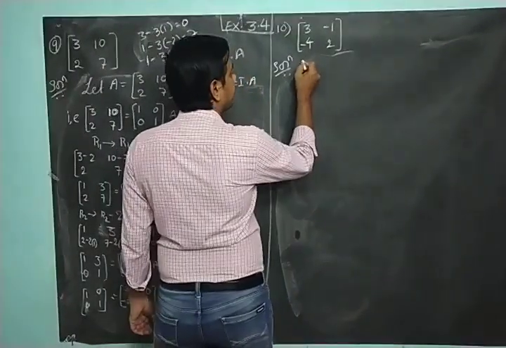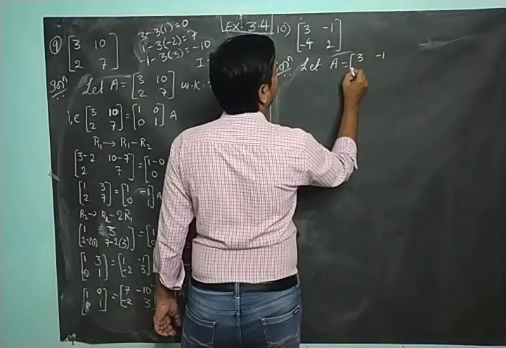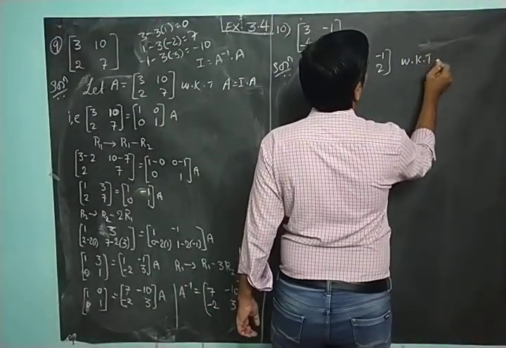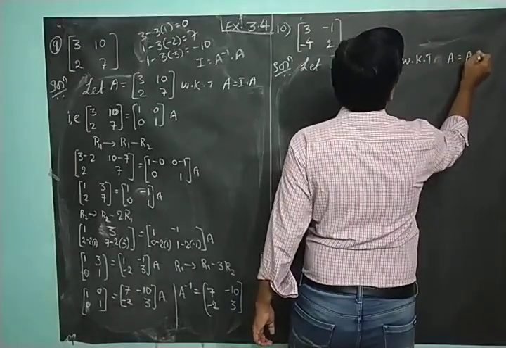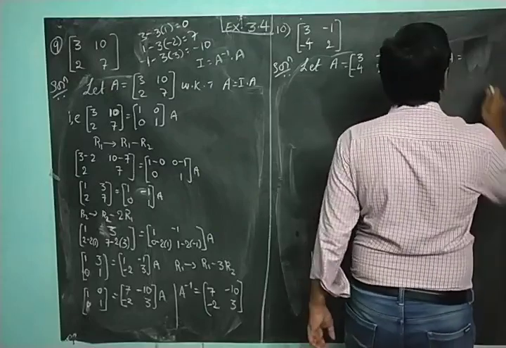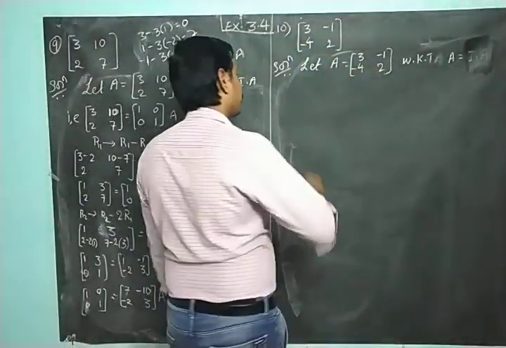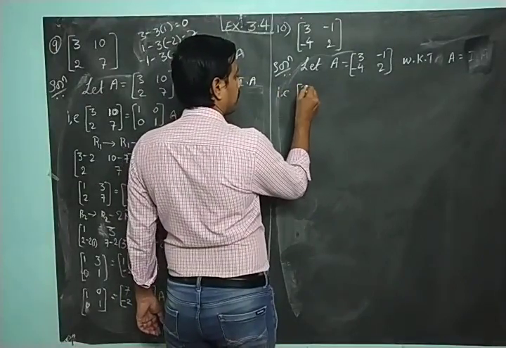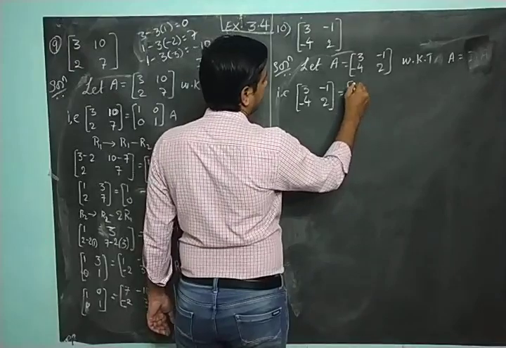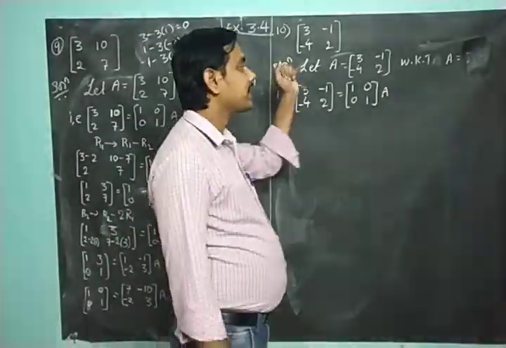Here also we will define it. Let A equal 3, minus 1, minus 4, 2, and we know that A can be written as I into A. So that is 3, minus 1, minus 4, 2 equals, what will be I? Definitely 1, 0, 0, 1, into A. Okay, so this is arranging the required matrix into the given form.